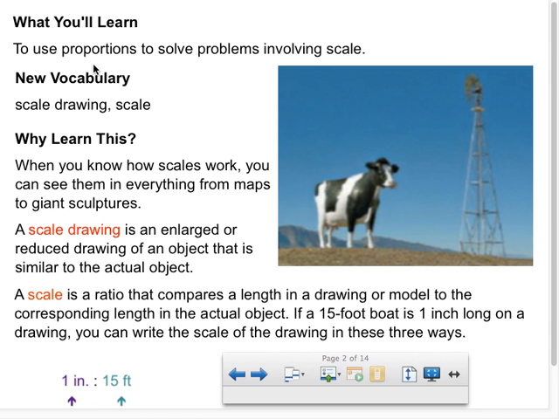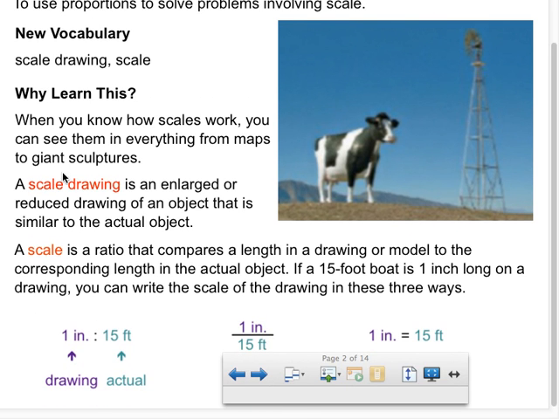A scale drawing is an enlarged or reduced drawing of an object that is similar to the actual object. A scale is a ratio that compares a length in a drawing or model to the corresponding length in the actual object. If a 15-foot boat is 1 inch long on a drawing, you can write the scale of the drawing in these 3 ways.